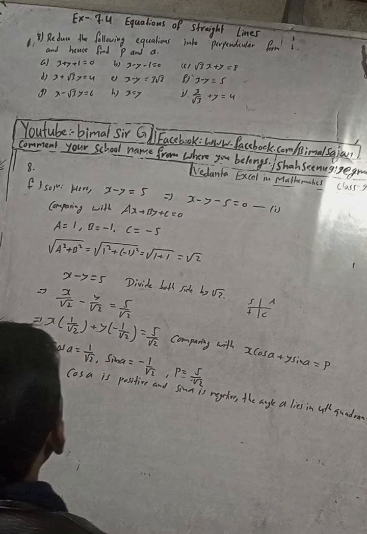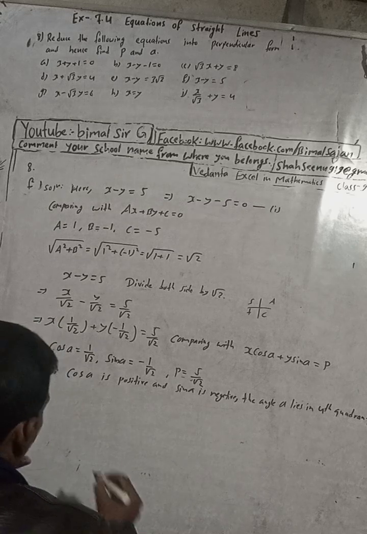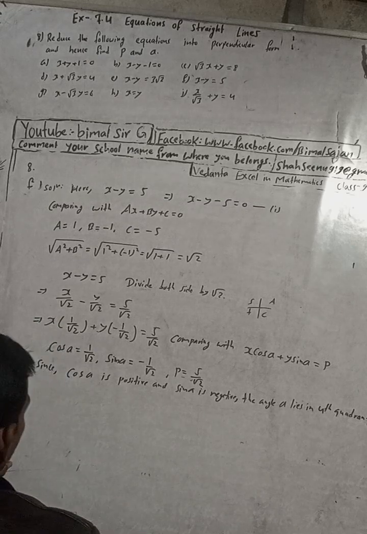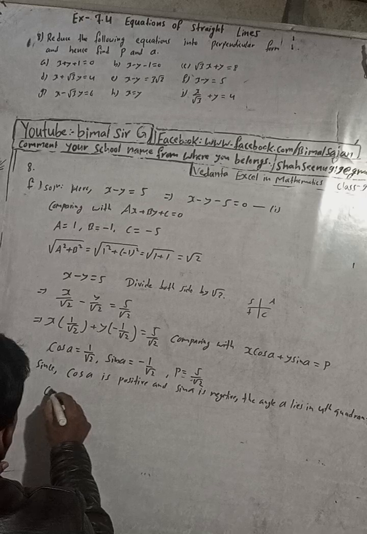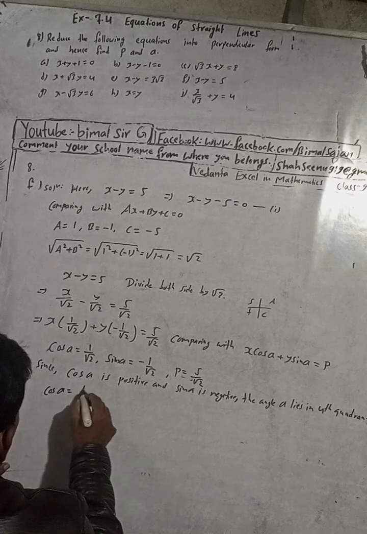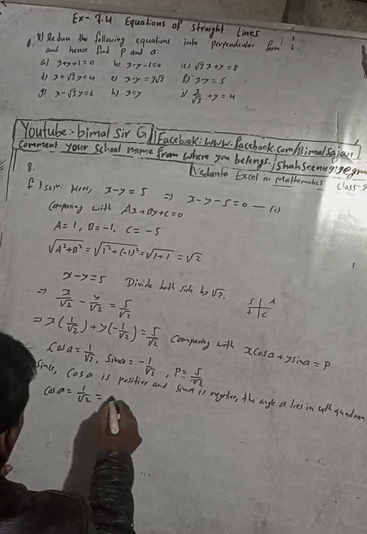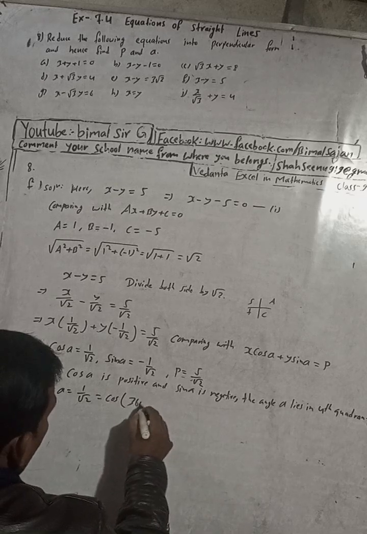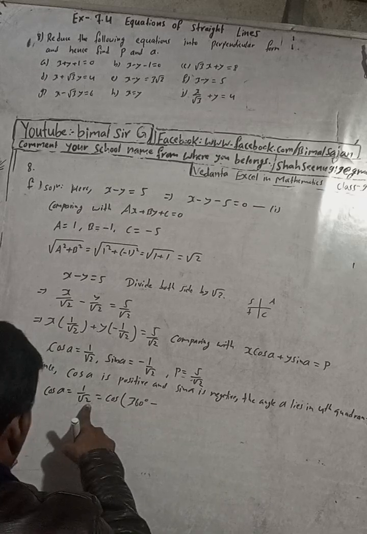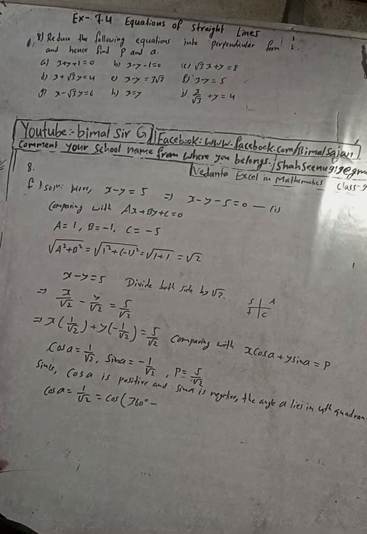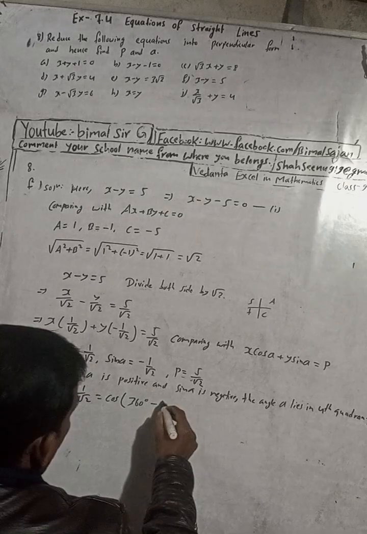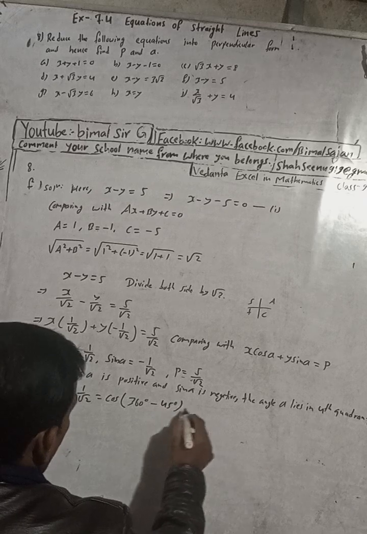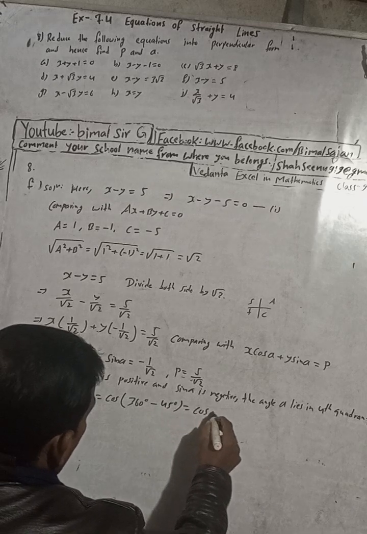Fourth quadrant. Now, fourth quadrant means now you can write cos alpha is equal to 1 by root 2. So this is equal to cos. In the fourth quadrant, we can write 360 degree minus, and 1 by root 2 is the value of 45 degree. So write it 45 degree. This can be written as cos 315 degree.